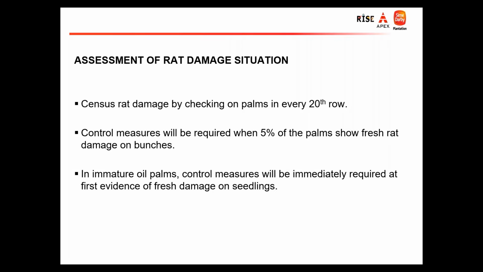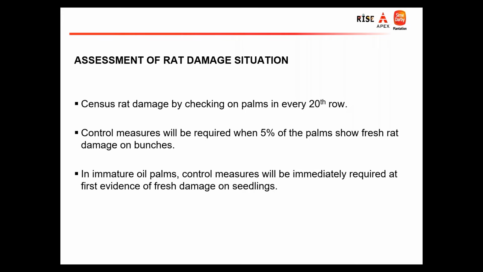Okay, so control measure will be required when 5% of the palms show fresh damage. That means every 20th row you go in, you census the palms, and if in that row of 20 palms there is one palm with fresh damage, that means you need to do control measure.